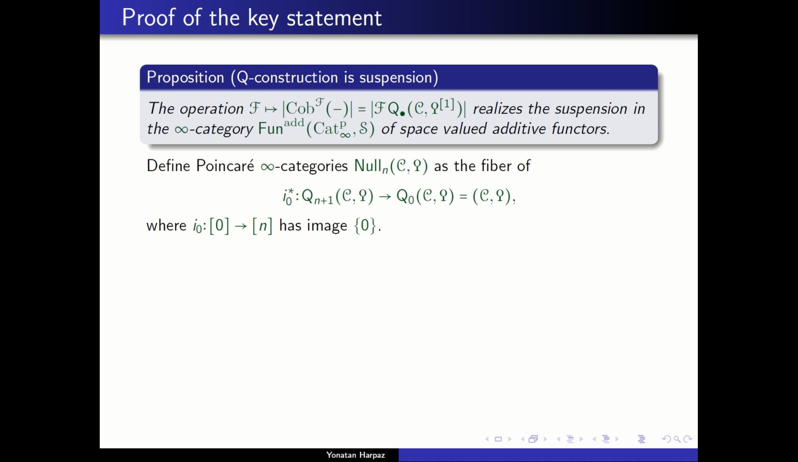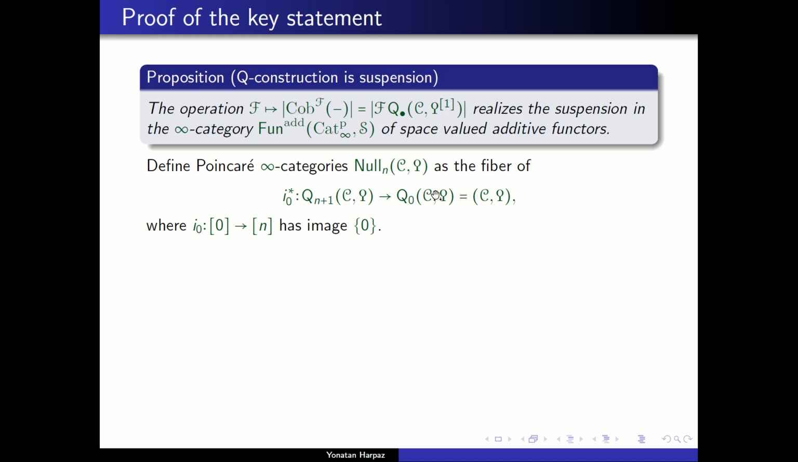And we do this as follows. So we define Poincaré infinity categories null and C copa as the fibre of the Poincaré functor from Qn plus 1 C copa to Q0 C copa. This is one of the structure maps in the simplicial object that we have. It's the simplicial operator that is associated to the map in delta from 0 to n, whose image is 0.